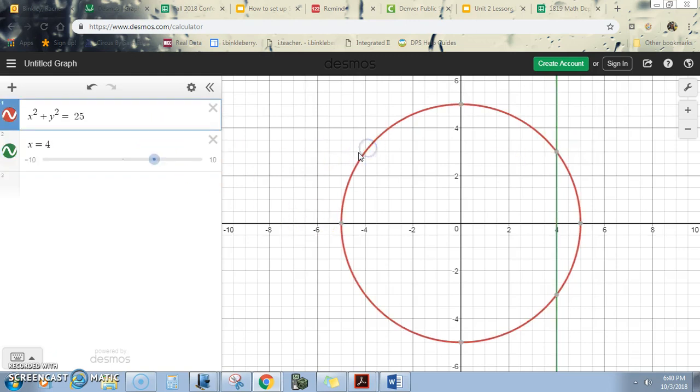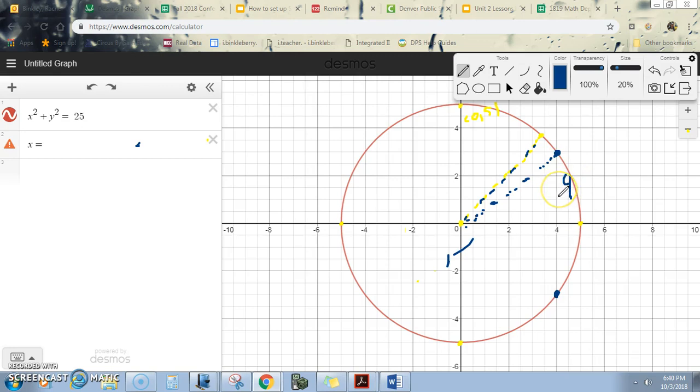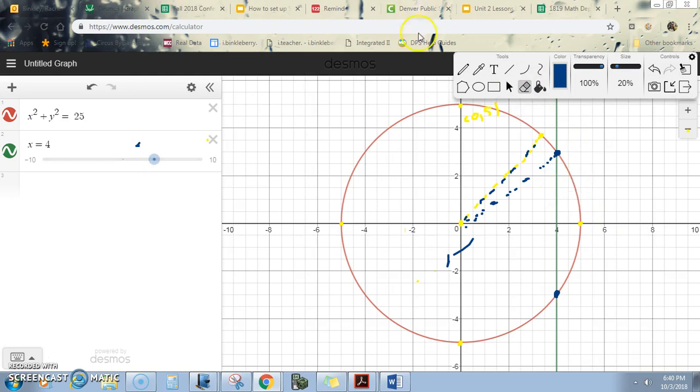So what does that look like? We have this circle and we have our radius right here, this triangle. We know that our x value was 4, right? So from here to here, this side is 4. And I know that my hypotenuse is 5, because the hypotenuse is the radius.